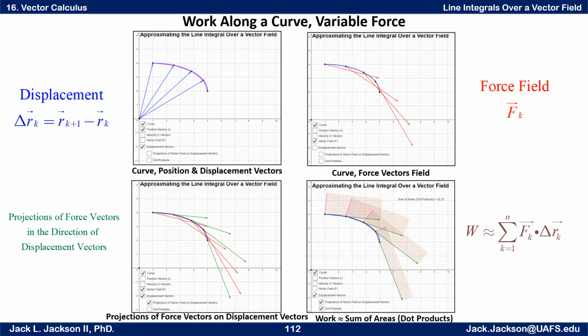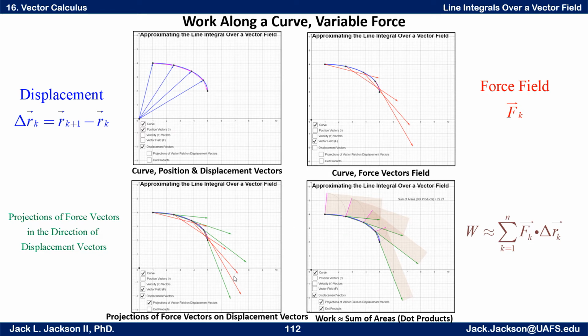So here you can see in the slide some of those same things. Here are some displacement vectors in pink, and the position vectors in blue, and the curve there. Here you see the curve along with the force field, at least the parts of it that we're using. Here you see the force field, and then the projections of the force field in the directions of the displacement vectors. So those are the green things.